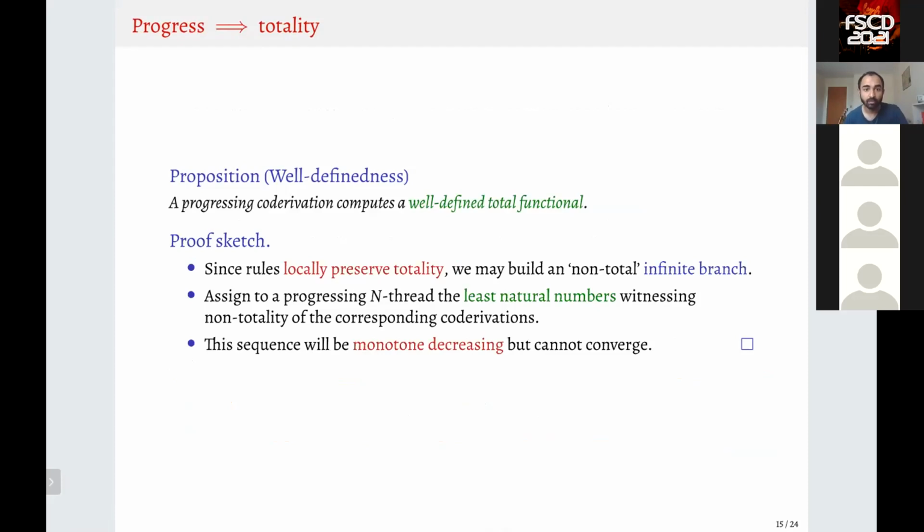And from here, we can get a progressing thread by the progressing condition. And to each n in the progressing thread, we can assign the least natural number that witnesses that non-totality. And by definition, we can see that this sequence will be monotone decreasing. It can never increase. But since it's principal infinitely often, it must also strictly decrease infinitely often. And that contradicts the well-foundedness of the natural numbers. And so this is the sketch of that argument.